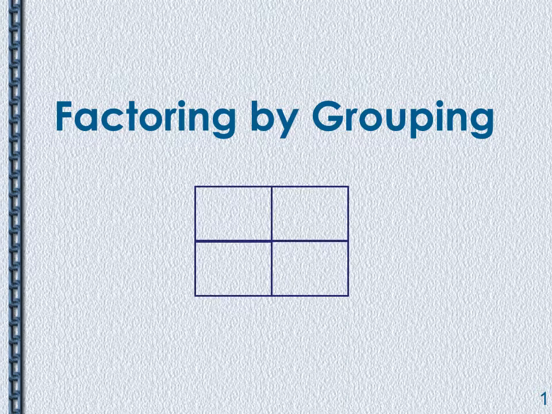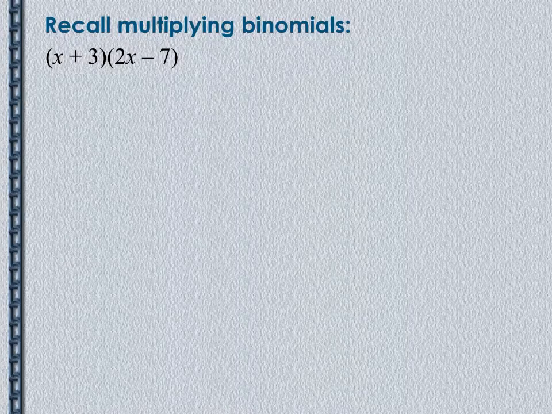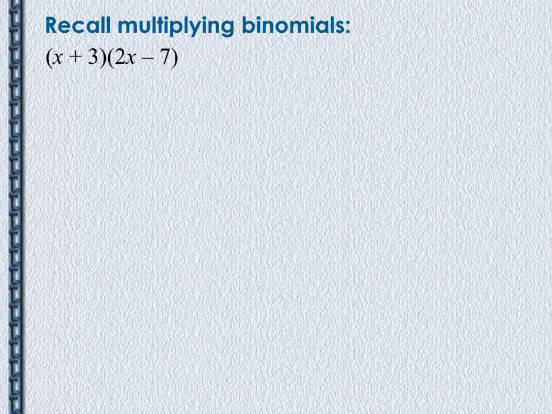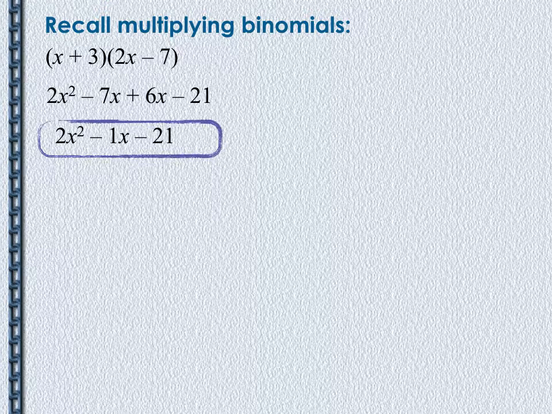Factoring by grouping using the box strategy. Recall when we multiply polynomials, like two binomials, we could use a variety of strategies. We could use FOIL, double distributive, or the box, but we would probably first start by getting a polynomial that looks like this, and we would combine like terms, and 2x squared minus 1x minus 21 would be our product.